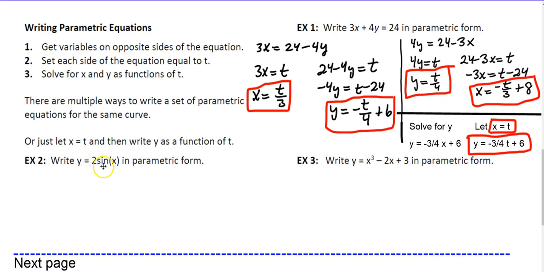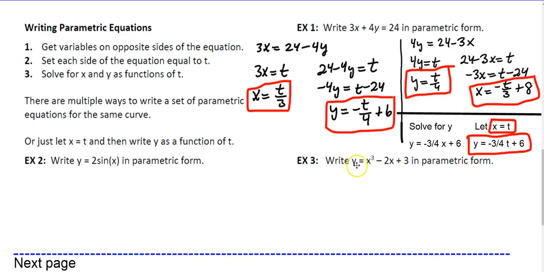When I have y equals 2 sine of x, notice I already have variables on opposite sides of the equation. So I could say y equals t, or 2 sine of x equals t. However, if I solve for x in that case, I would have to use inverse sine, and I don't really like having to use that. I'd like to have a nicer, cleaner way to write it.